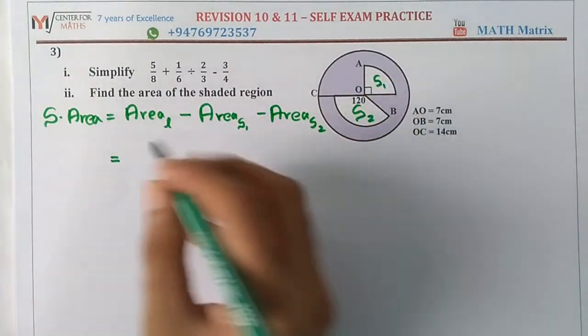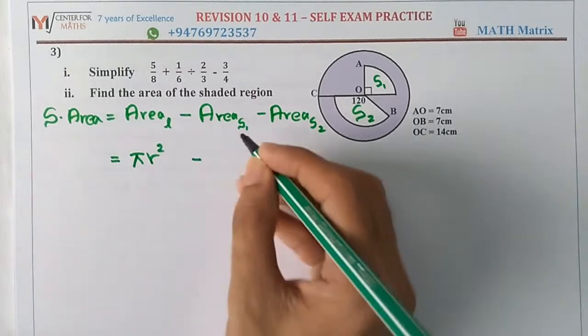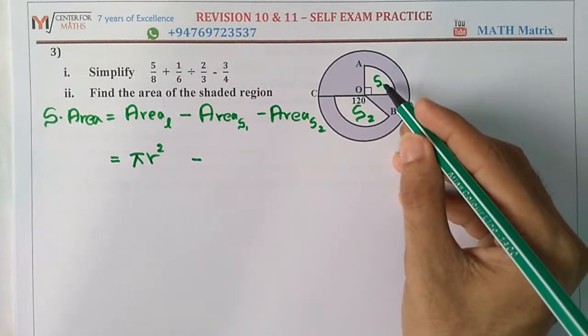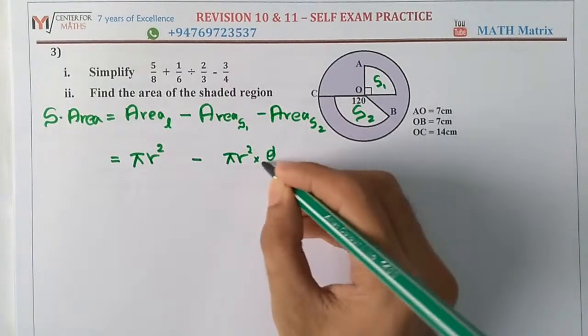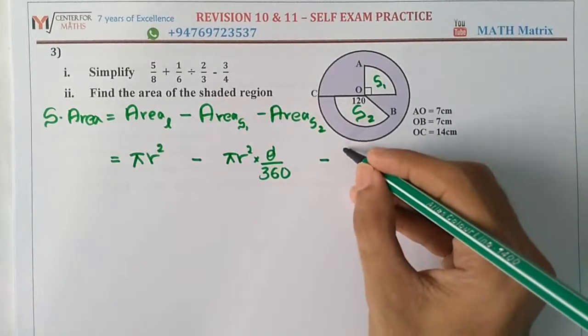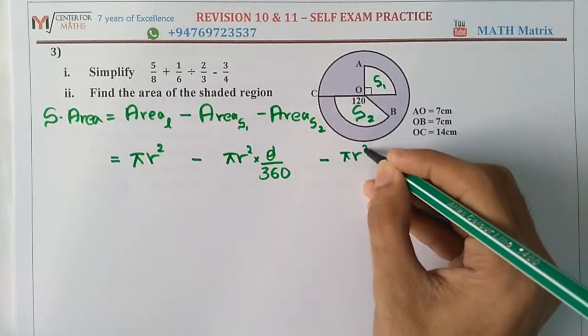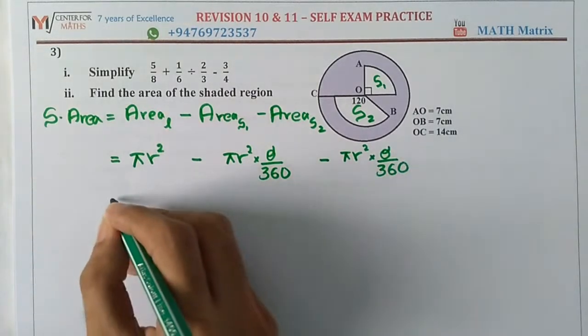So area of the large circle. What's the formula? Pi r squared. And we have to subtract that by the area of sector number 1. Again the formula is pi r squared into theta over 360. And again we have to subtract this by the area of sector number 2. That means again pi r squared into theta over 360. Okay, fine. So now we'll substitute one by one.